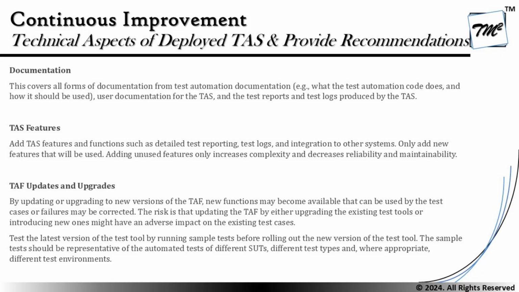Finally, moving to the last segment, we have another set of things which we can consider. Of course, one is documentation. This covers all forms of documentation: the test automation documentation, which includes examples like what the automation code does and how it should be used, user documentation for the TAS, and the test reports and test logs produced by the TAS, which is pretty much straightforward.